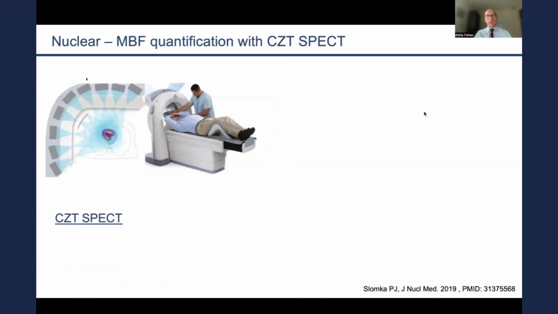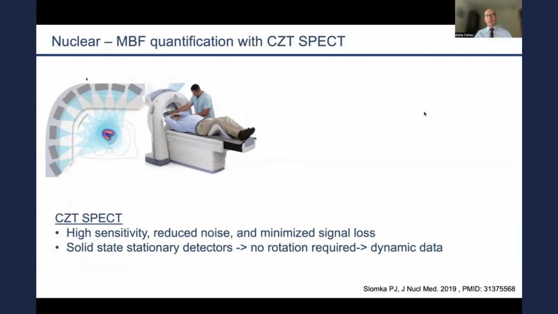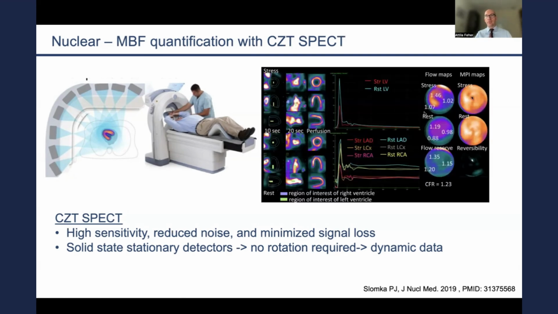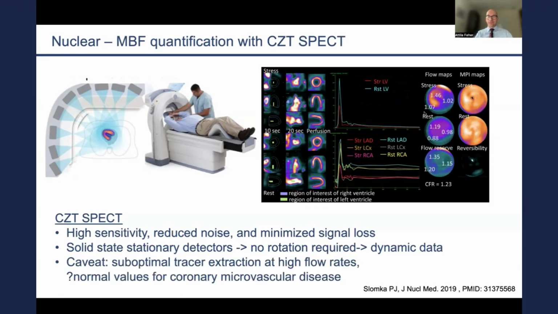Another thing that you could think about is myocardial blood flow quantification with CZT SPECT. CZT is a high sensitivity, reduced noise, and minimal signal loss SPECT technology, with solid state detectors and no rotation required. Therefore, you can put the patient in the scanner and acquire dynamic data. So you do similar data acquisition as with PET, as I showed. You detect the peak and the coming down in the blood, and the extraction in the myocardium, similar extraction curves to what I showed you before. And you could use this for myocardial blood flow quantification.